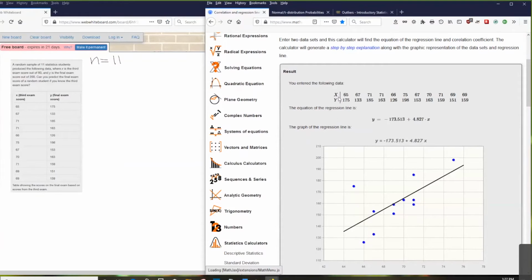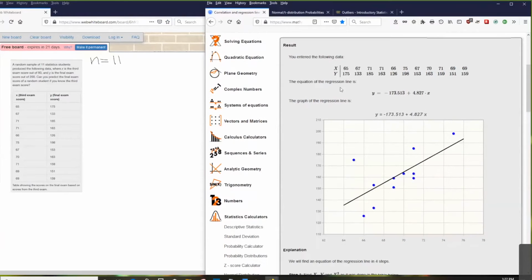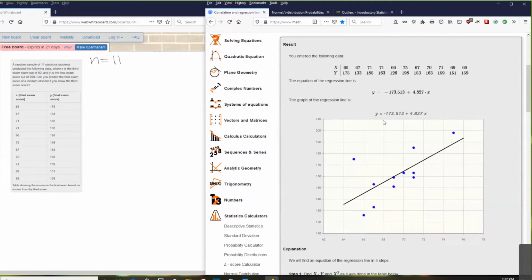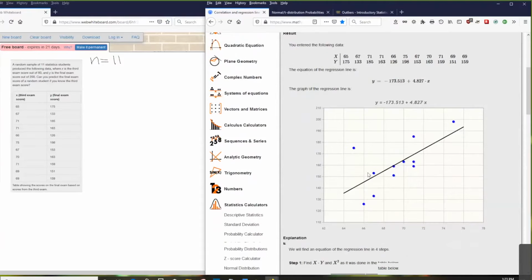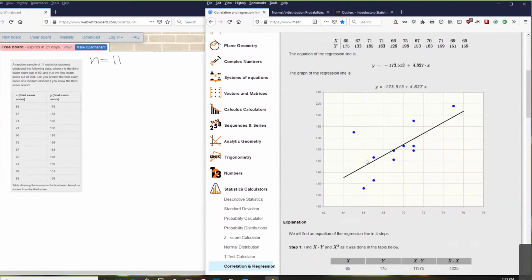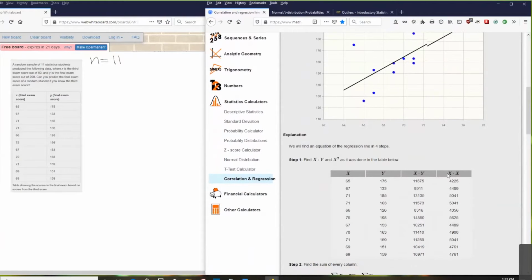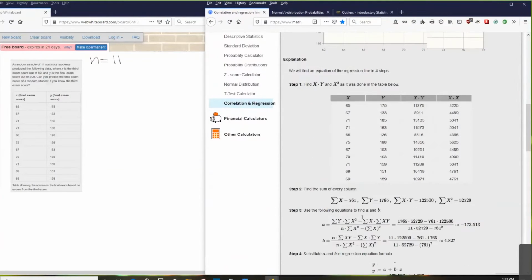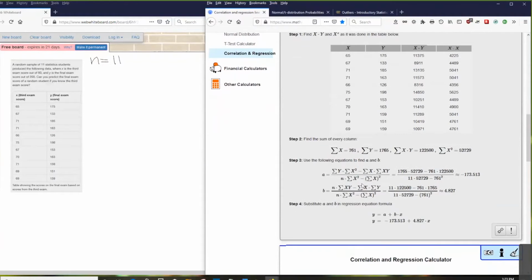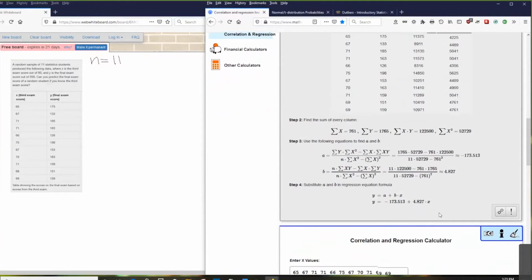So this online calculator is going to show me all my data. It's going to give me the equation of the regression line, and it's also going to graph it. So it's graphed all of my points, and then it's also going to give me the straight line, which is this best fit line. And then here, it's also going to show me how all of this was figured out, just so that you can see where this information came from.